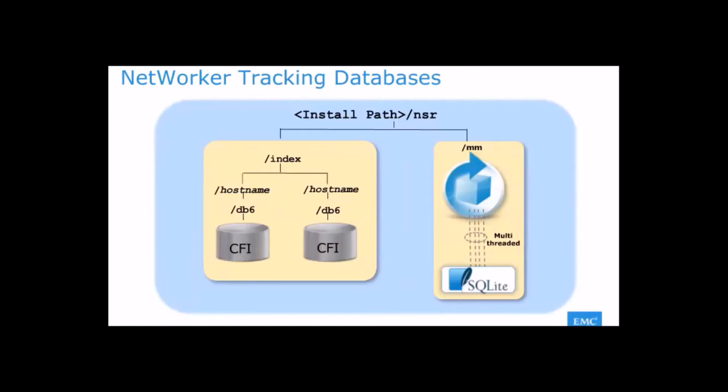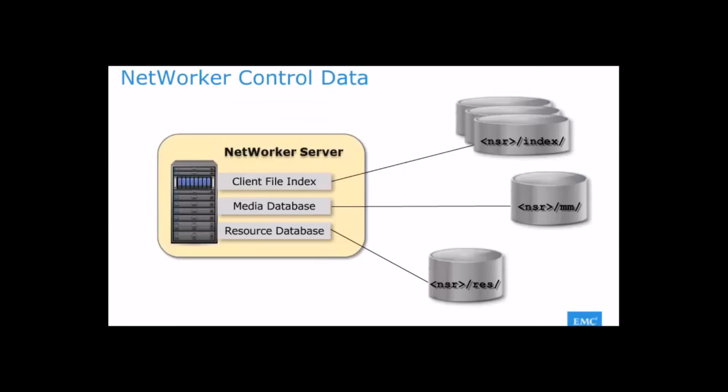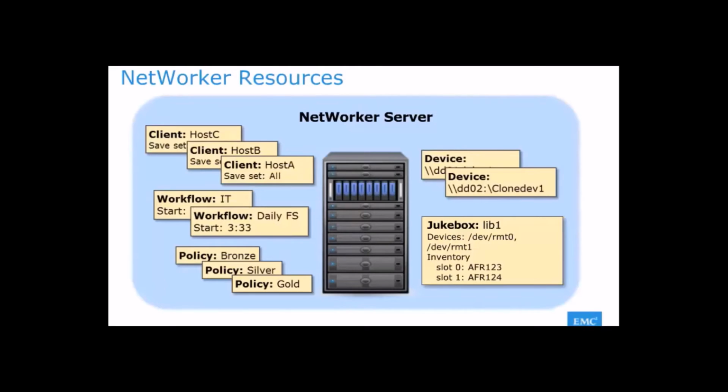Resources are used to configure and define objects within a NetWorker environment. Each configurable component in NetWorker is represented by a resource, and there can be multiple configurations for each type. Examples of resource types include clients, devices, tape libraries, backup start times, and policies. Nearly all NetWorker resources are stored and managed in the NetWorker server resource database.